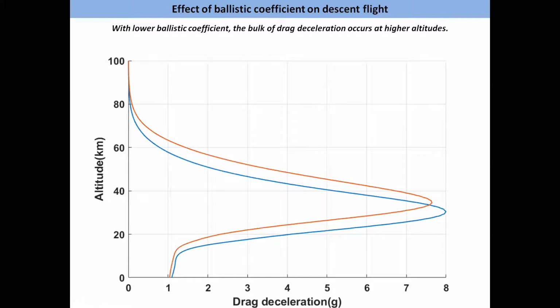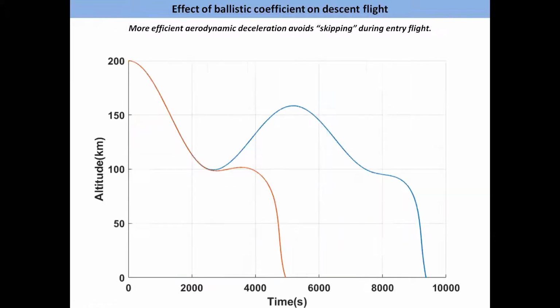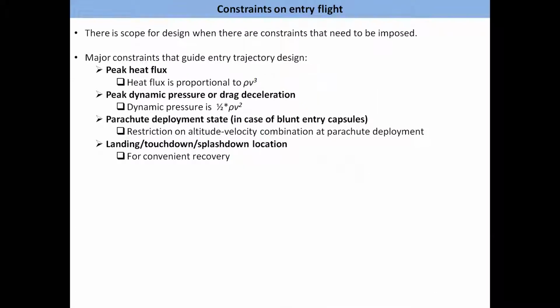This happens precisely because when you have a lower ballistic coefficient, the bulk of the deceleration, here you have the drag deceleration plotted with respect to altitude for those two cases, happens at higher altitudes. So there is a much more efficient deceleration happening. Now, the altitude profiles of these two are shown. So more efficient aerodynamic deceleration avoids skipping during entry flight.